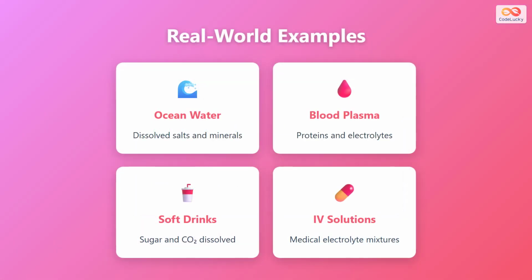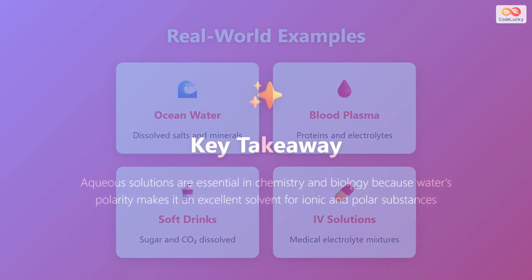Aqueous solutions are everywhere in nature and daily life. Ocean water is an aqueous solution containing dissolved salts and minerals. Blood plasma is an aqueous solution that carries proteins and electrolytes throughout our bodies. Soft drinks are aqueous solutions with dissolved sugar and carbon dioxide gas. In medicine, intravenous solutions are carefully prepared aqueous mixtures of electrolytes used to treat patients. These examples show how essential aqueous solutions are to both natural processes and human applications.